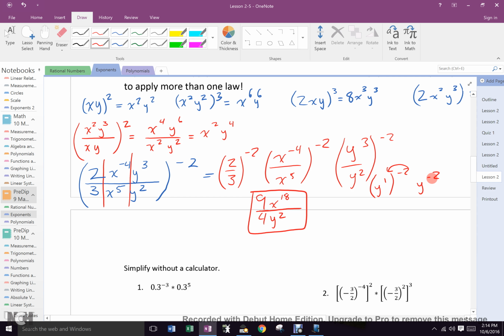It wasn't on the bottom. This was y to the 1 times y to the negative 2, so it's y to the negative 2. No, it's only on the bottom when we move it to the bottom. This is technically y over 1 squared.